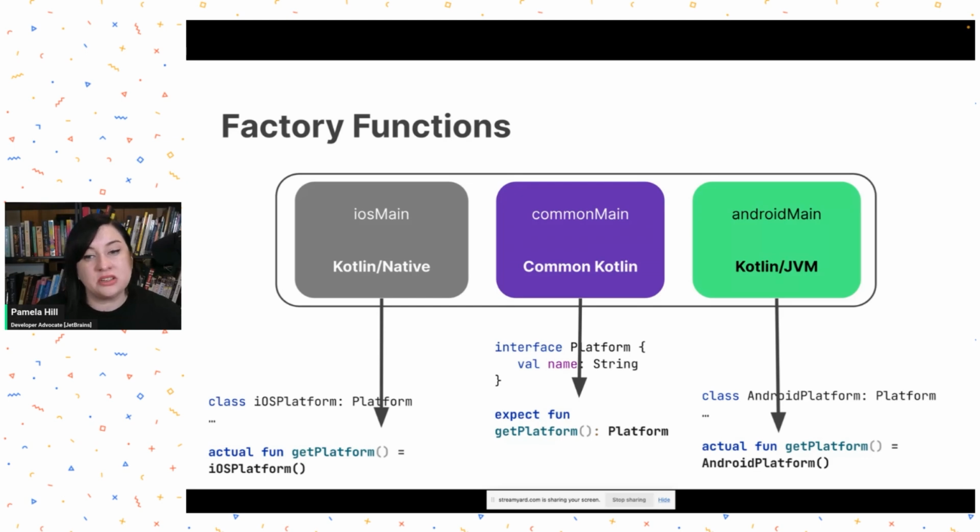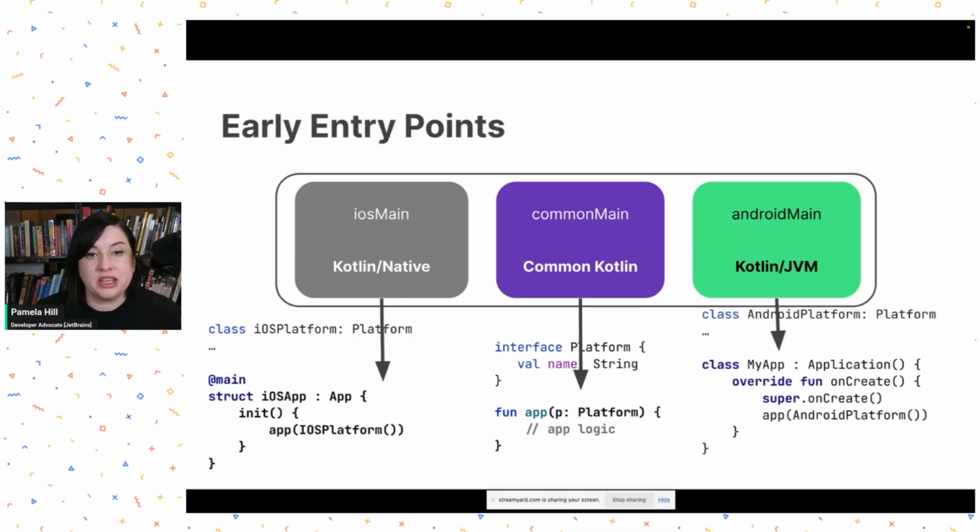And then on Android, we just return Android platform. And on iOS main, we return iOS platforms. So that's a factory function approach. Then you can also use early entry points.